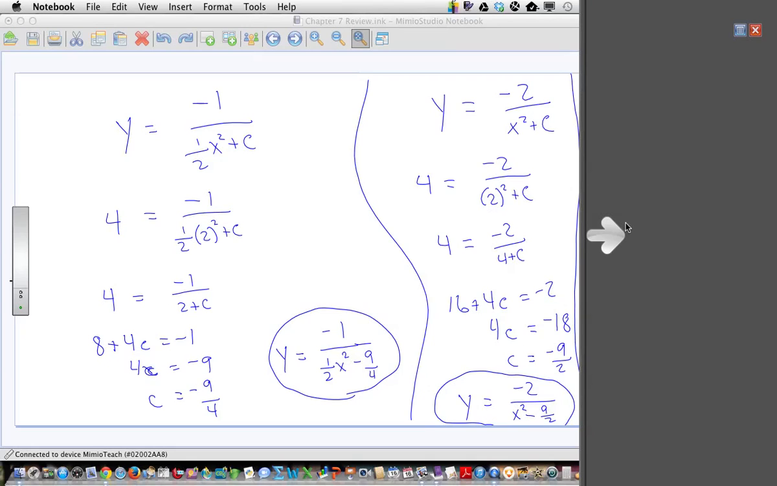So now I put in my 2 and my 4. So I get 4 plus c down here. Now I multiply that over there, I get 16 plus 4c equals -2. I subtract 16, I get -18. I divide by 4, I get -18/4, which is -9/2. So my c is different, right? Because remember, we had that 2c, which we turned into a c, right? So my c actually comes out to be -9/2 this time. And so I put the -9/2 in there, and I get that.